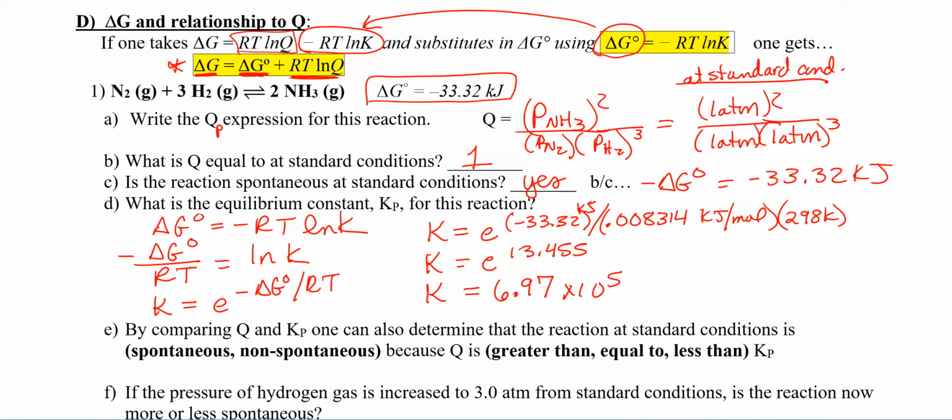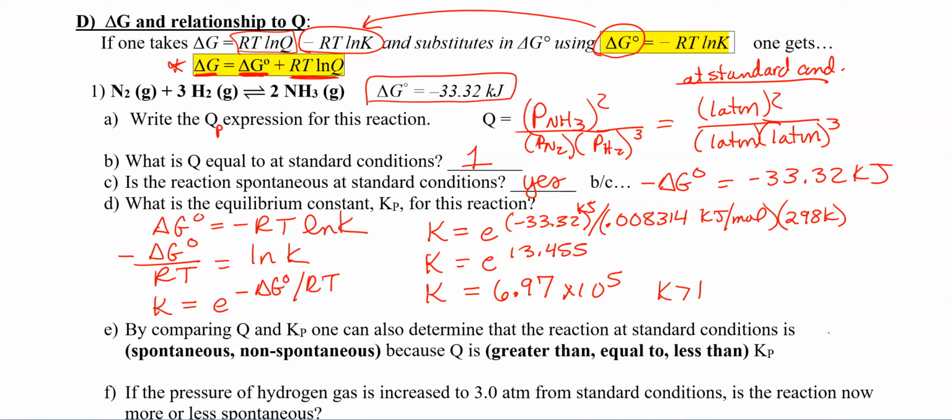Now, one thing to know, that K is much greater than 1, right? So K is greater than 1. We should know that that means our products are more favored at equilibrium than reactants, right? So this next question here, by comparing Q and Kp, one can also determine that the reaction at standard conditions is. So if you were at standard conditions, would this reaction be spontaneous?